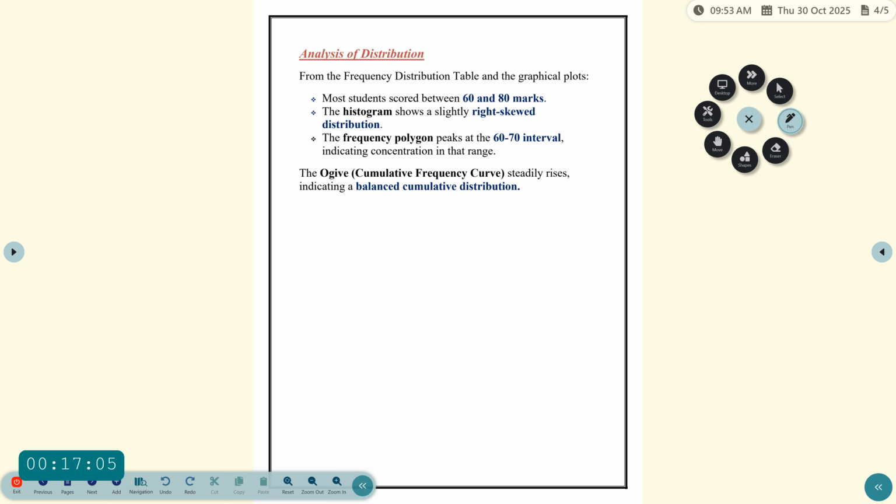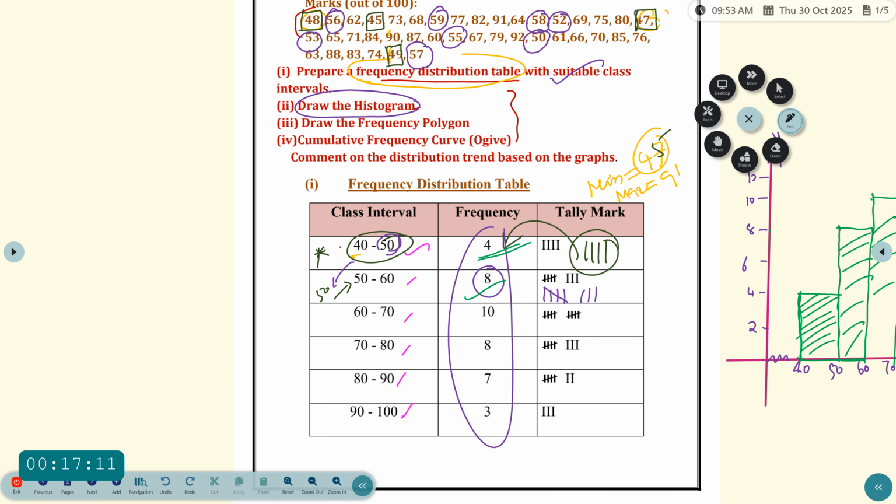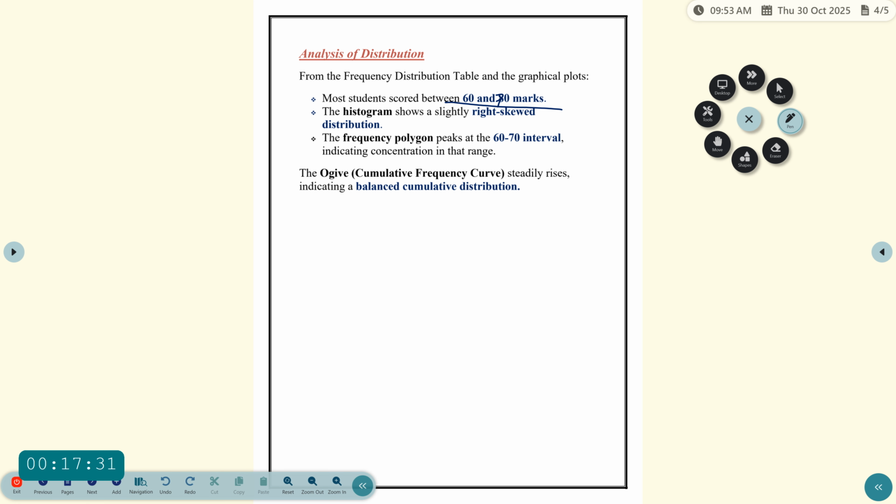How can we write the comments? Most students score between 60 and 80 marks. Let us see how we can identify this. See the frequency table. In the frequency table, 10 students score 60 to 70 marks. So the first observation is that more students score 60 to 70 marks.